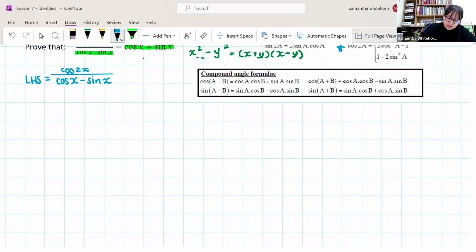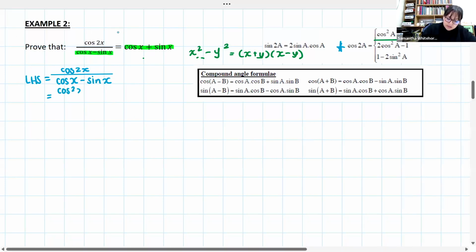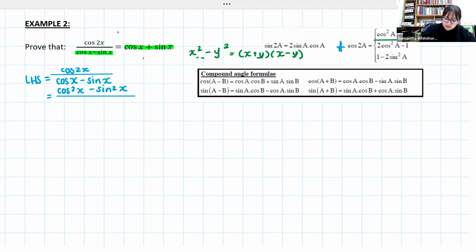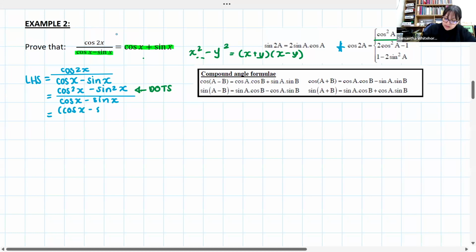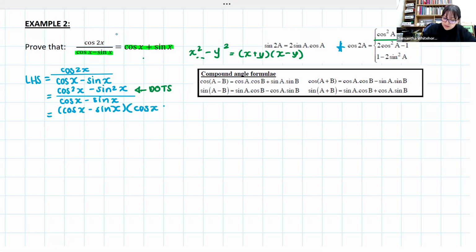So to replace my cos double angle, I'm going to have cos squared x minus sin squared x all over cos x minus sin x. And what I hope that you notice is that in your numerator, you have the difference of squares. You've got a cos squared minus a sin squared. That's the difference of squares. So we can factorize that. We've got cos x minus sin x times cos x plus sin x.